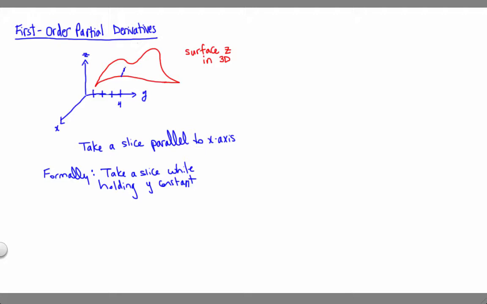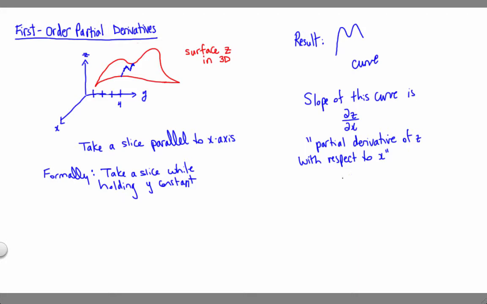Remember, the surface is curving. So as we slice through our surface, what we are tracing out is a curve. So let's say the result of slicing through our surface and holding y equal to 4 might look something like this. It is a curve. In order to describe the shape of our surface, what we want to do is understand the slope of this curve. And symbolically, we're going to write it delta z by delta x. And in words, we call that the partial derivative of z with respect to x.